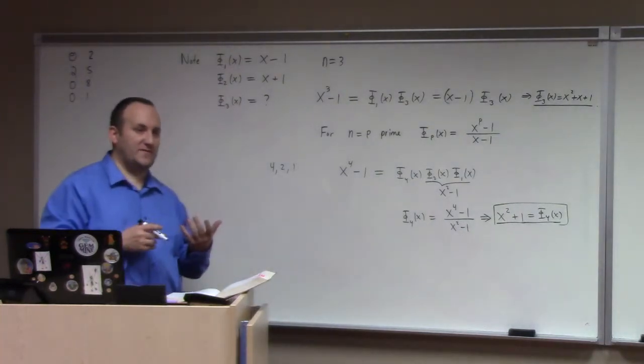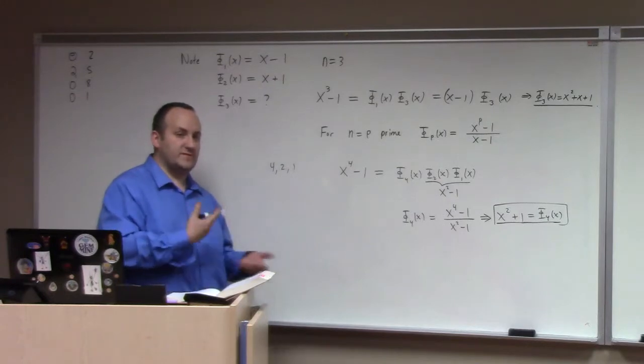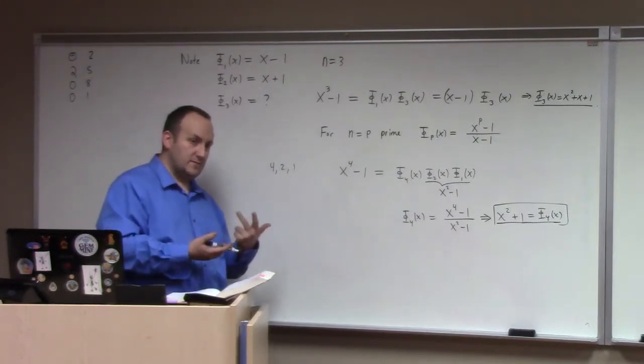That corresponds to the fact that, how many fourth roots of unity are there? Like, how many primitive fourth roots of unity are there? There are 2.